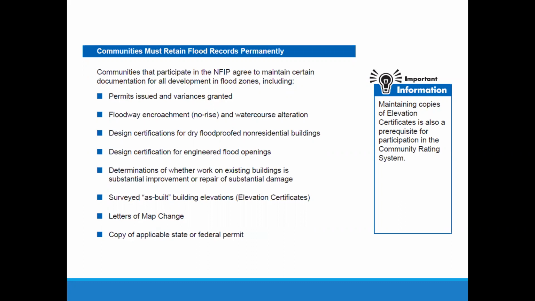These are all the different records that you're going to want to keep and that we're going to ask to look at, which are your regular permits, variances granted. We'll also ask for variances requested in those determinations, your floodway encroachment, your no-rise certificates, any water course alteration, floodproofing certificates, basement floodproofing certificates if you're part of that program, engineered flood openings. We need the certification to go with those, finished elevation certificates, your substantial improvement and substantial damage determination.